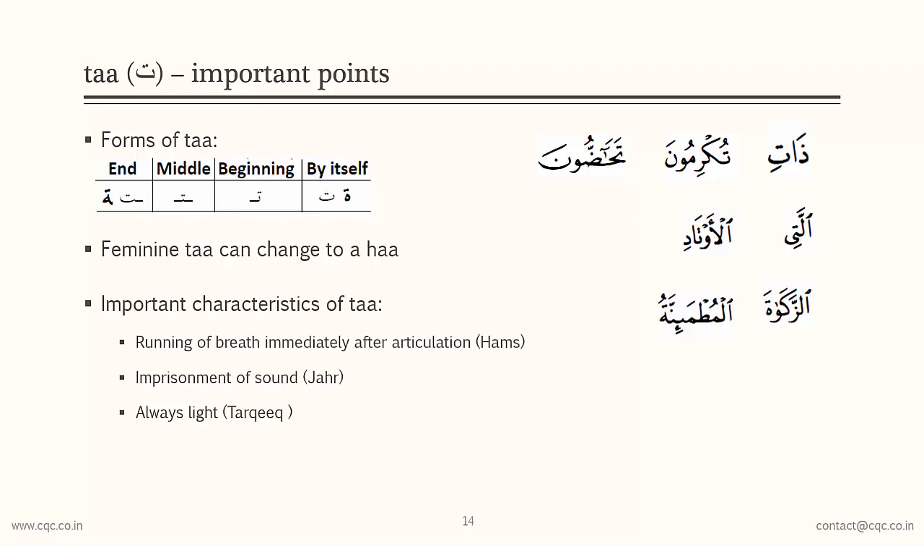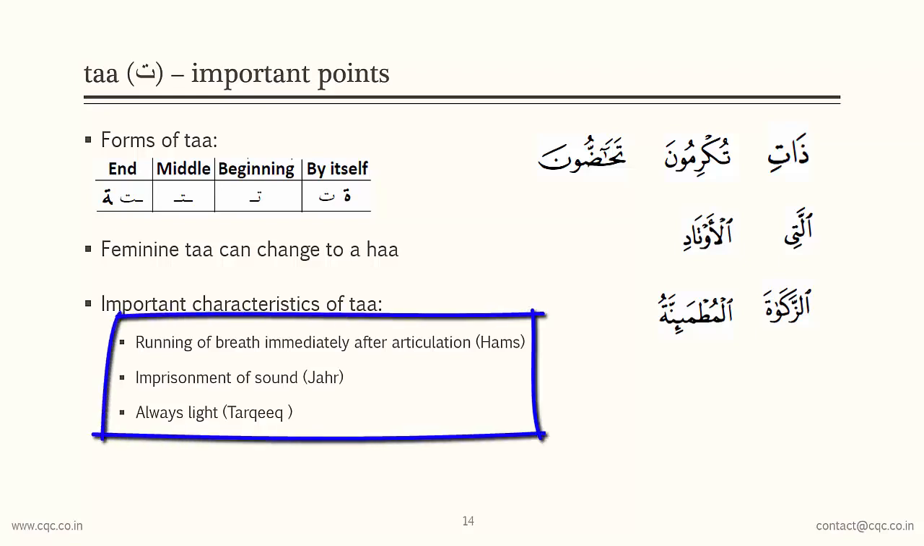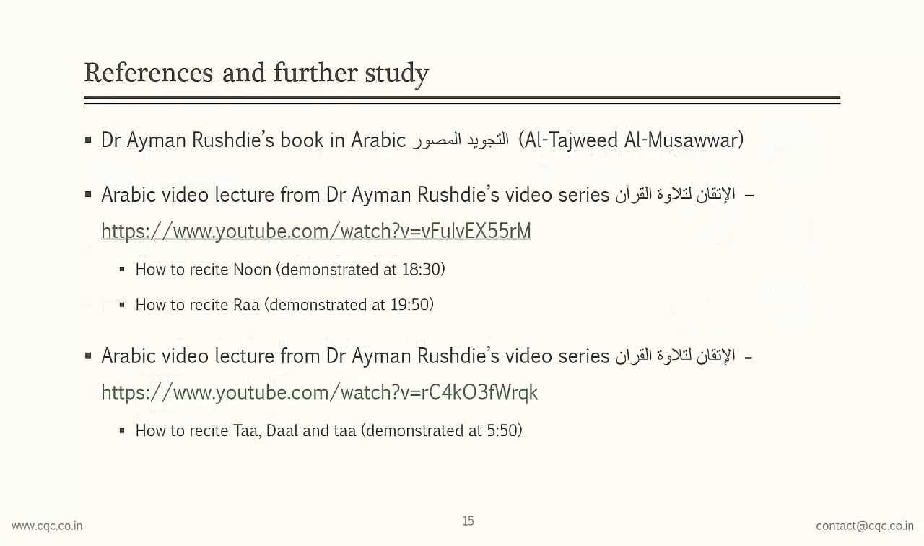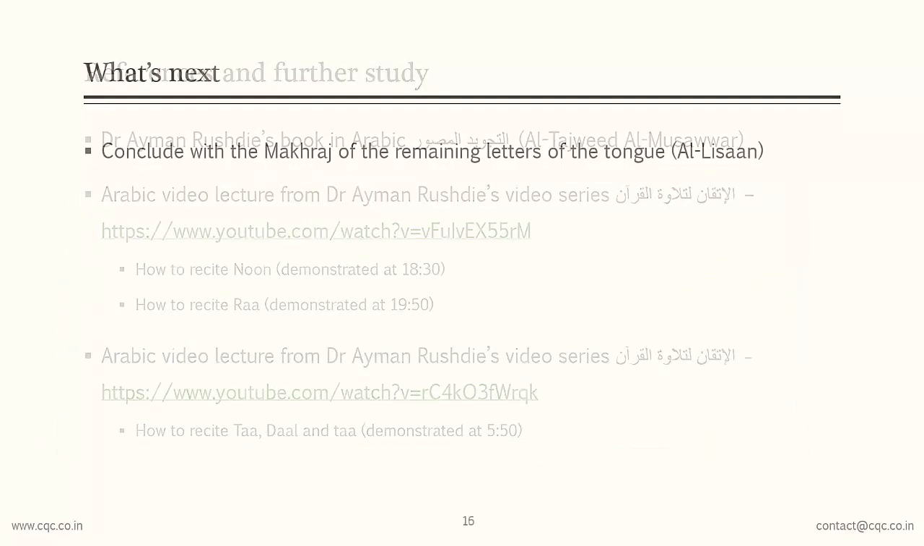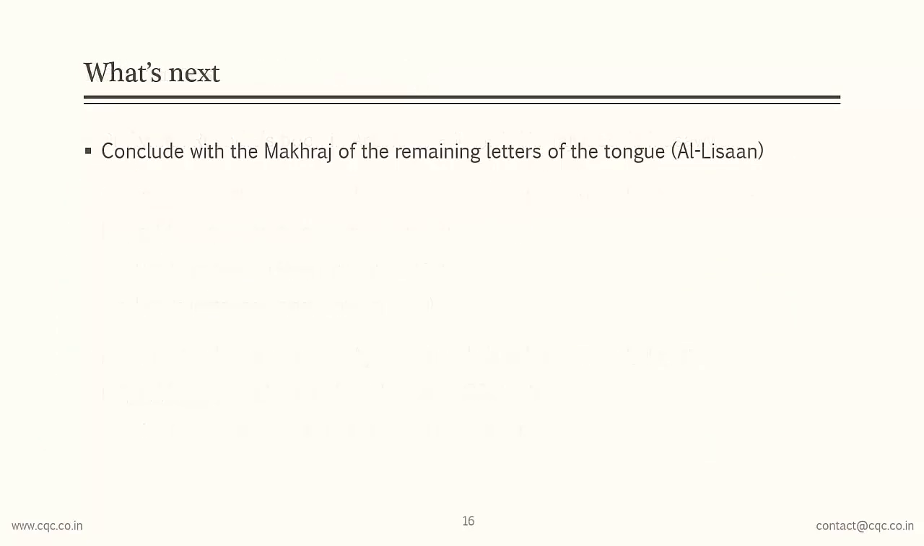So practice the letter ta, always bearing in mind to differentiate between the similar sounding letter ta. This will happen automatically when you recite keeping these characteristics in mind, inshallah. The jahr, the hams and the tarqiq. Ta, ti, tu, at, it, ut. For further study, I request you to visit these links that you see on the screen right now and listen to the way the Shaykh articulates those letters. In the next session, we will conclude with the letters of the tongue by understanding how to recite the remaining 6 letters that emanate from it.